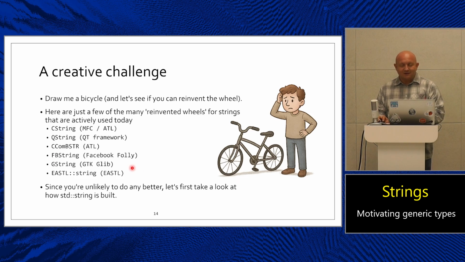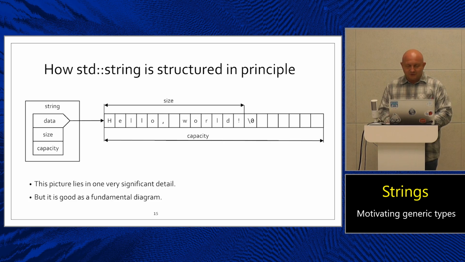GString from GTK. All GTK lives on its own unique strings in C, by the way, with macros and void pointers. And finally, for 3D graphics, EASTL string, supposedly optimized for graphic applications. Very cool. Also, millions of lines. And since we're unlikely to do better right away than all these worthy people have already done, let's study some string. Which string do we want to study, considering that this course is about generic programming in C++? Of course, std::string. And let's see how std::string is structured in principle.